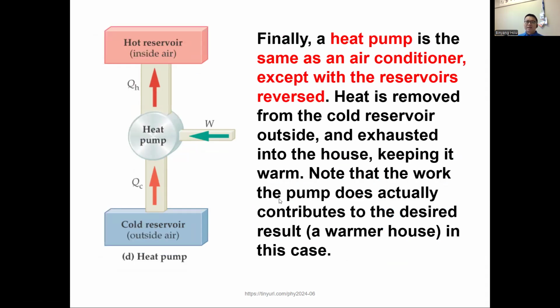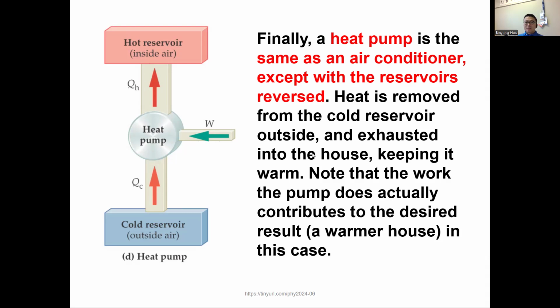Lastly, we will take a look at the heat pump. Okay, so this heat pump is again similar to an AC or refrigerator, but we just have the two reservoirs flipped. So in this case, for a heat pump, the outside is the cold reservoir and the inside is the hot reservoir. You take in a certain amount of heat from the outside cold reservoir with the mechanical work. Then you'll be able to supply the heat to the inside of the house to warm up the house. Pretty much the same thing, just switching the reservoirs.